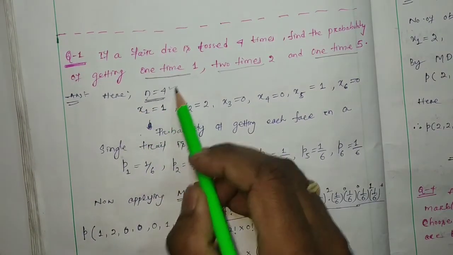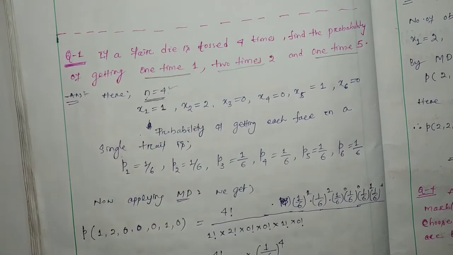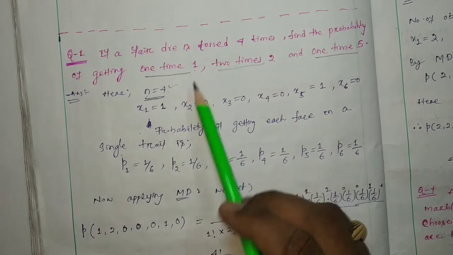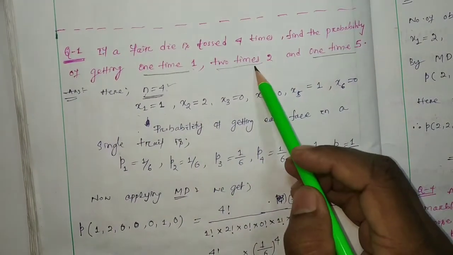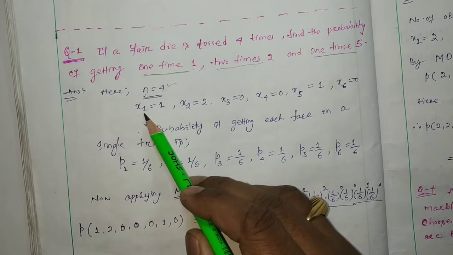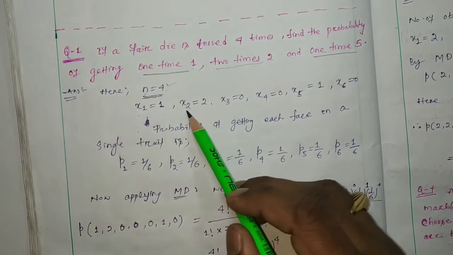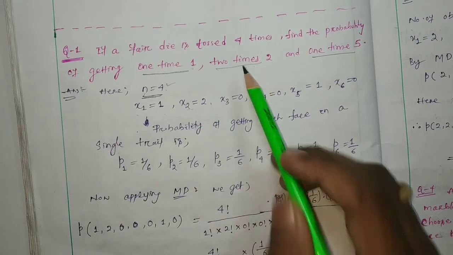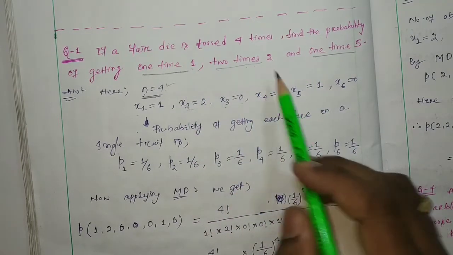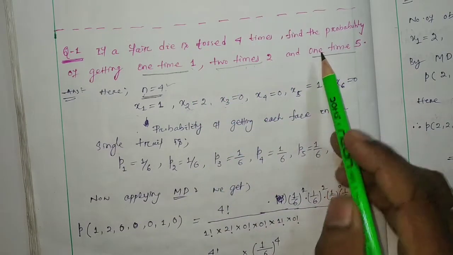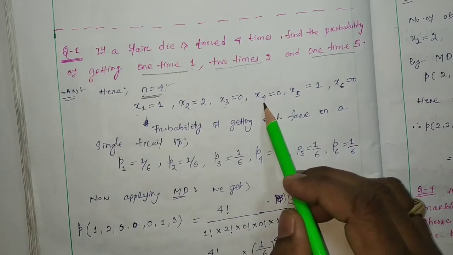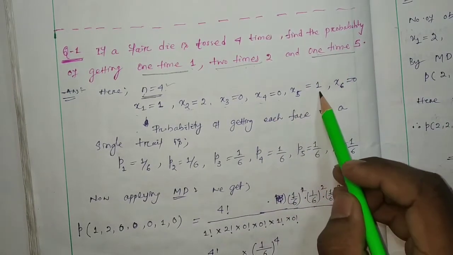Here n is 4. That means four times observation or trials has been done. x1, which belongs to the number of ones, is 1. The number of 2's we got, that is x2, equal to 2. x1 represents the random variable of getting 1, and x2 represents the random variable of getting 2. x3 is not there in the question, so x3 will be 0. x4, we found in the question that 4 will not come out at the time of tossing the die, so x4 will be 0. x5, 1 time 5, so x5 will be 1, and x6 will be 0.